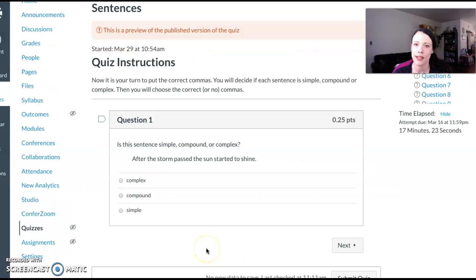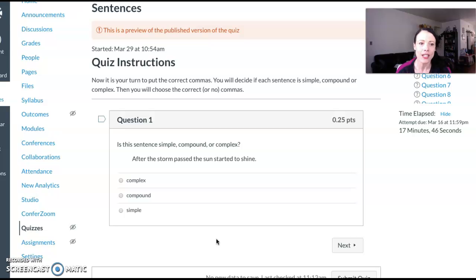So you did an online quiz where you had to decide what was the sentence, simple, compound, complex, and then add the commas. I want to point out that this quiz, you can take it multiple times. Some of you took it one time with a low score and didn't take it again. So if you're trying to get a good score, you should repeat it.